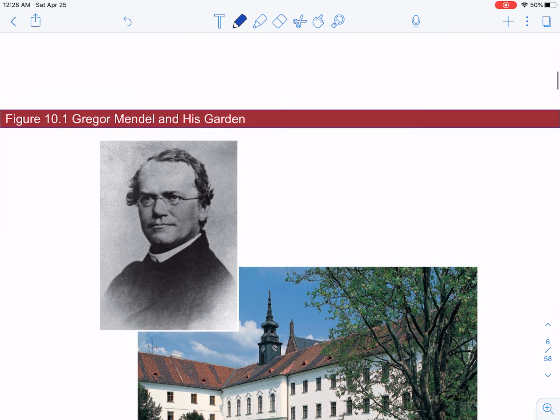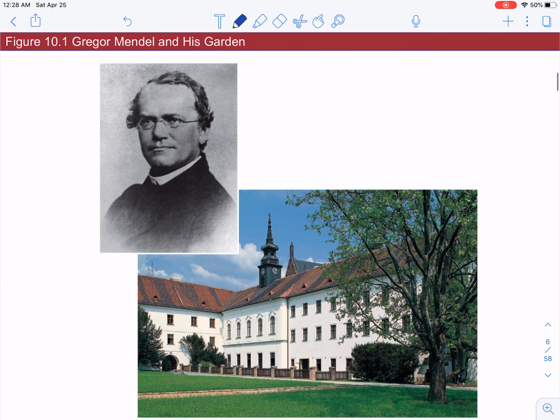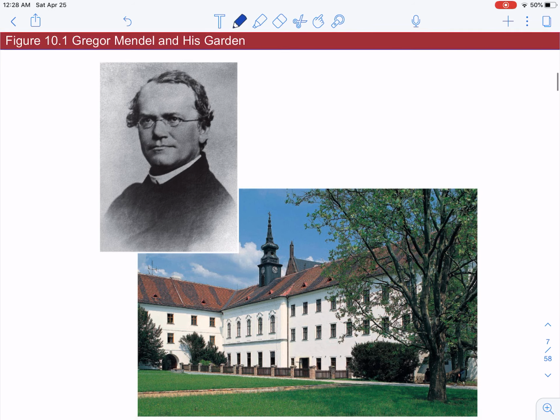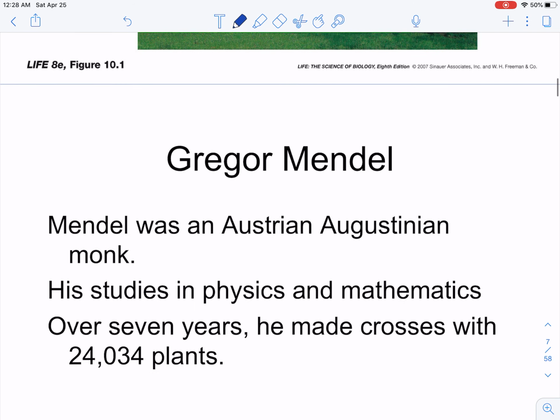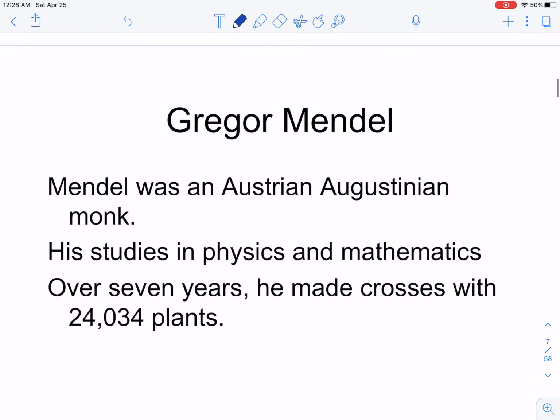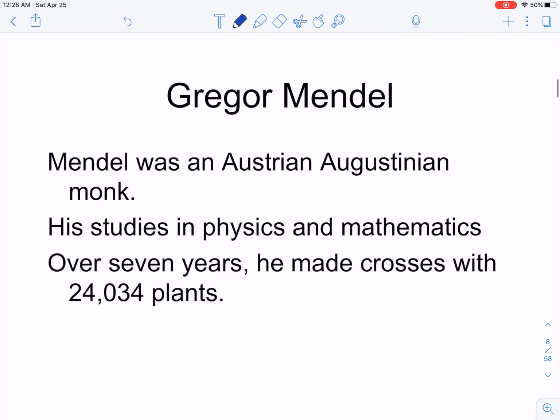Gregor Mendel actually wanted to be a teacher, but he was rejected from going to teaching school, so he ended up being a monk. He studied a lot of mathematics and physics and decided to study genetics. He did lots of studies on pea plants. He made crosses with 24,000 different plants over 7 years.